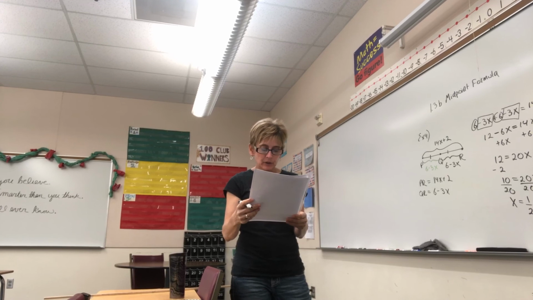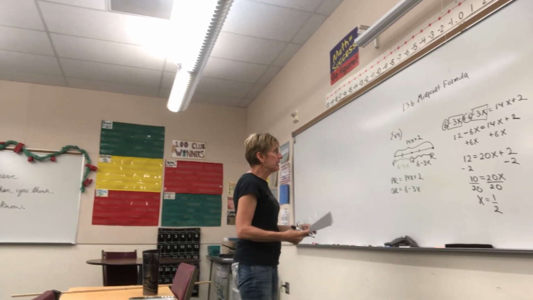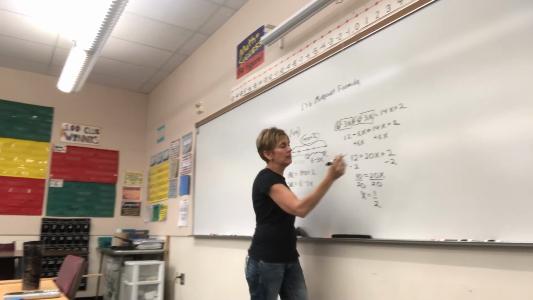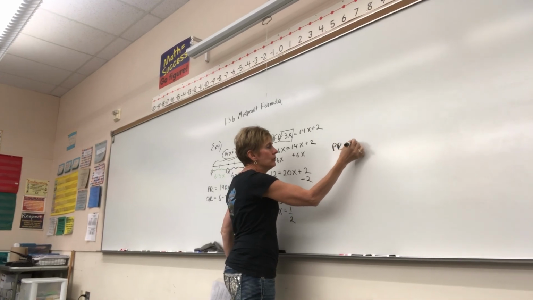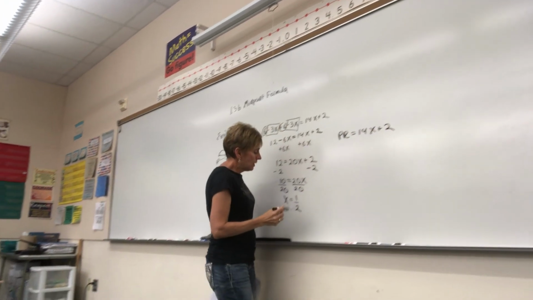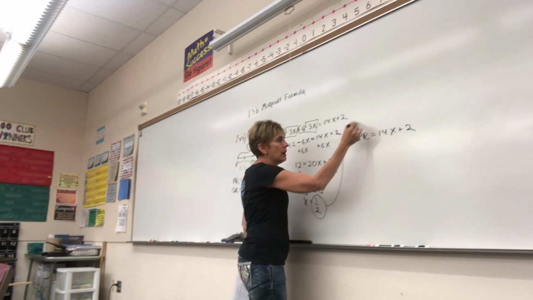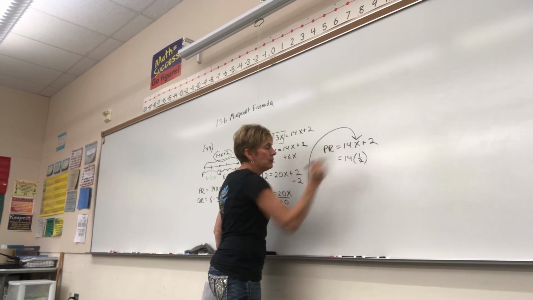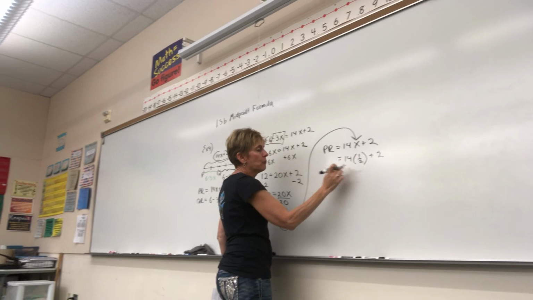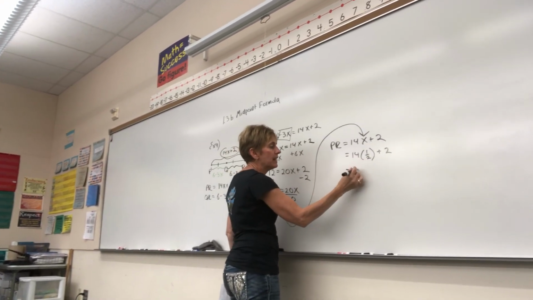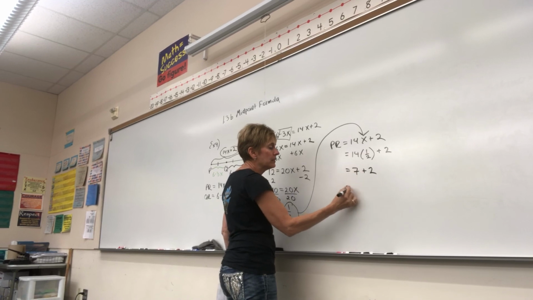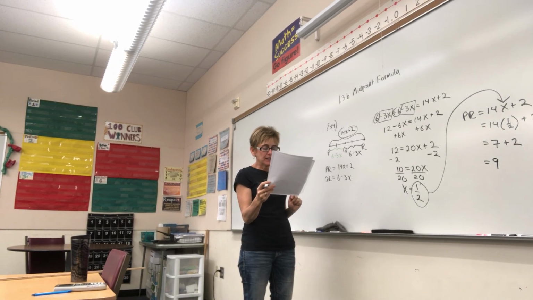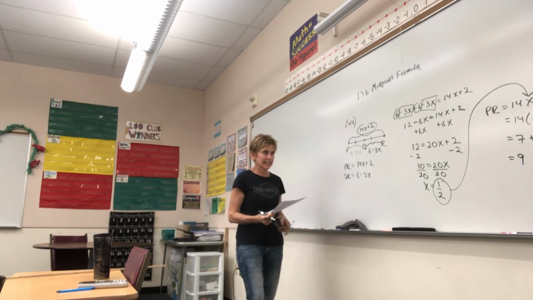Now, unfortunately, we're not done. They wanted us to find the measure of PR. Well, PR, the length of the whole thing, is 14x plus 2. So let's write that down. PR equals 14x plus 2. What I need to do is take the 1/2 that I just got and plug it in for x. So I'm going to take 1/2 and put it where x is. So I'll have 14 times a half, or half of 14, which is 7. I'm going to bring down my plus 2, and I'm going to get 9. So it looks like the length of the entire segment is 9.